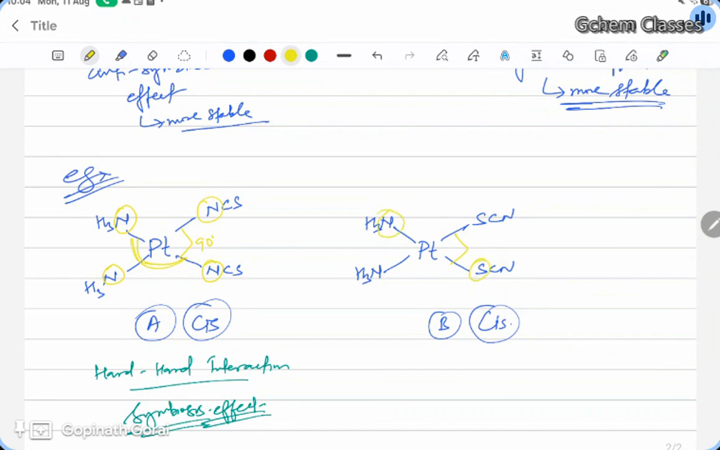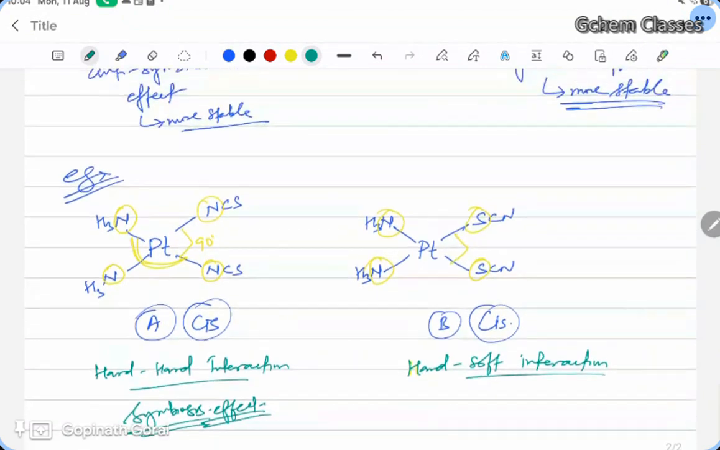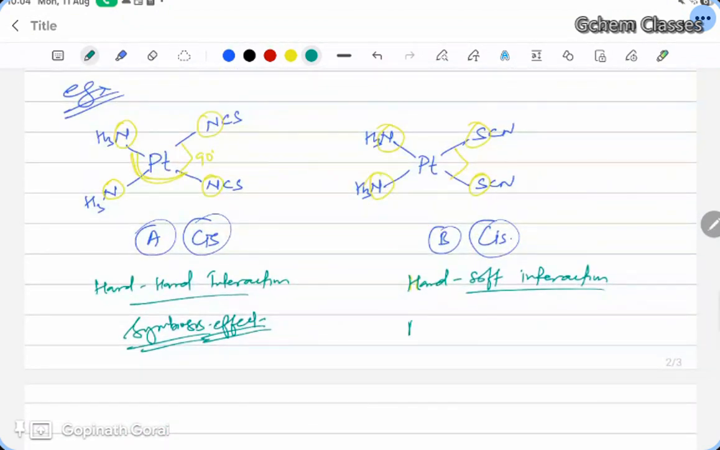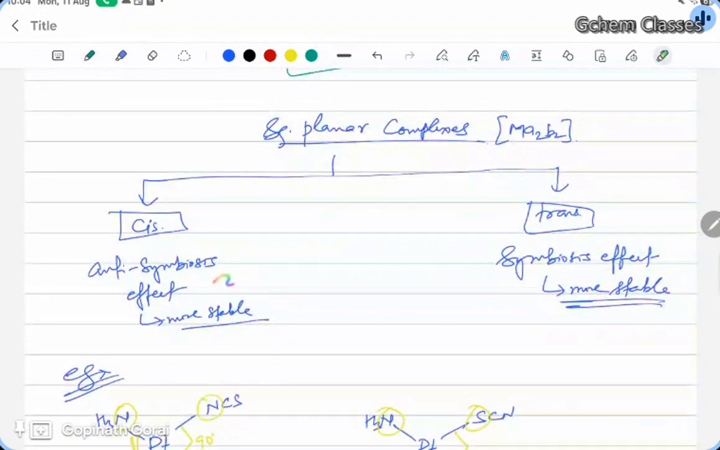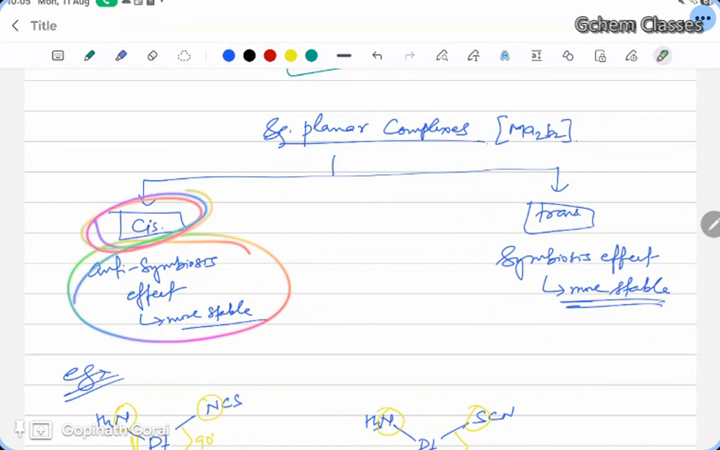It means soft and hard. Here this is nitrogen, here it is sulfur. So here hard and soft. So basically it is going to be hard and soft interaction. Now if it is hard and soft interaction, this is anti-symbiosis effect. As we know, if it is in cis form, your anti-symbiosis effect is going to be more stable, right?